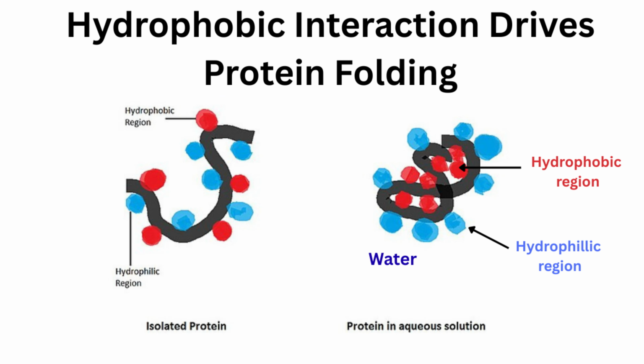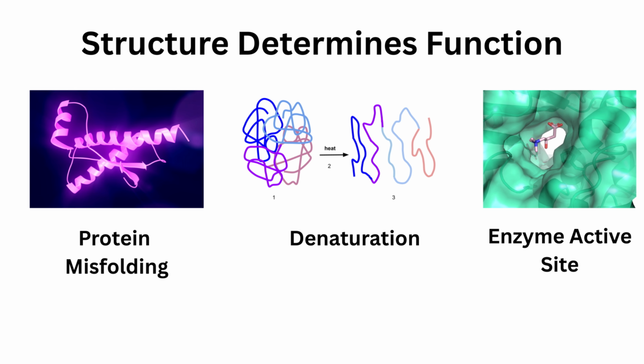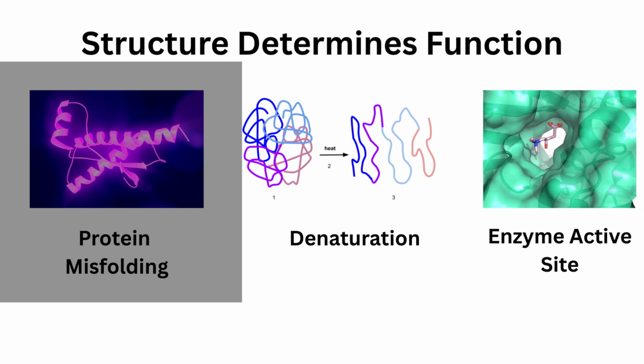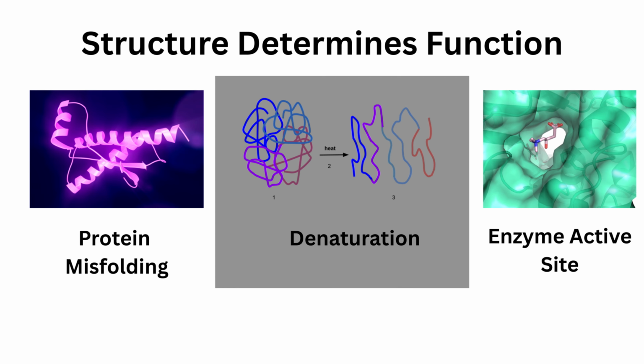Key MCAT connection: hydrophobic interactions drive folding. Nonpolar residues tuck inside. Polar and charged residues face the watery environment. Now, why does all this matter? The structure of a protein determines its function. If a protein misfolds, it can lose function. Think Alzheimer's or prion diseases.